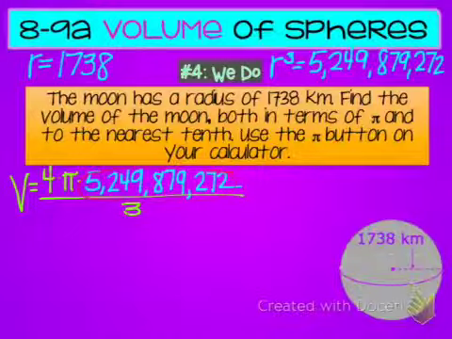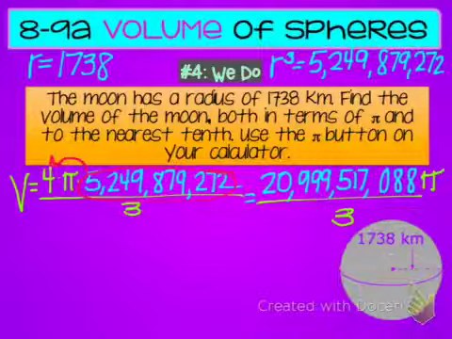Okay, so now I'm going to take this large number, our r cubed, our 5 billion number, and we're going to multiply it times 4. And that's going to equal a 20 billion number, 20,999,517,088, and then that's still times pi and divided by 3.